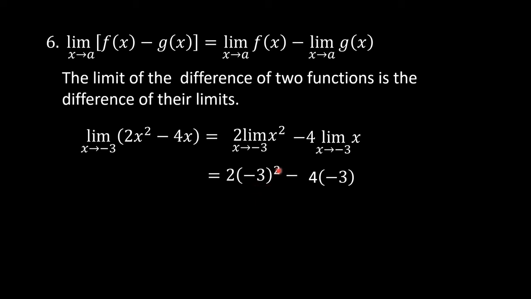Negative 3 squared is 9. 9 times 2 is 18. Negative 4 times negative 3 is positive 12. So we have 18 plus 12. And 18 plus 12 is equal to 30.